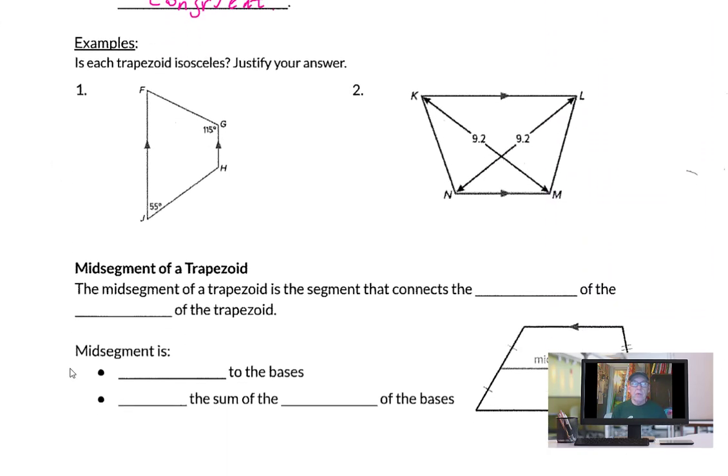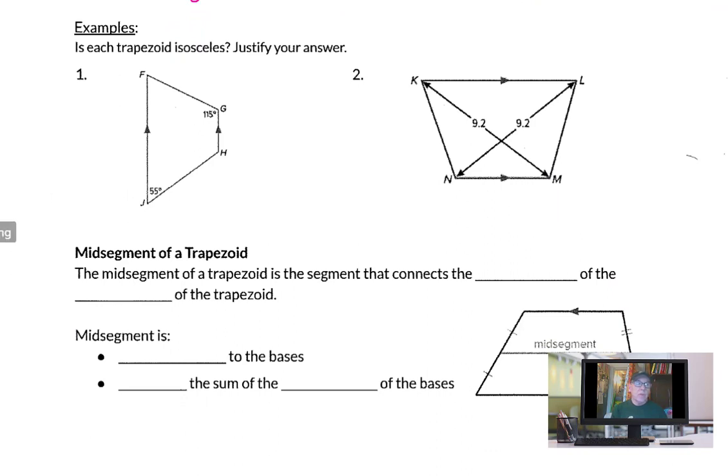Okay, let's look at these examples. Is each trapezoid isosceles? Justify your answer. So let's look at this. This is setting up the parallel lines. We've got 115 degrees. So since we have parallel lines cut by a transversal, these angles are going to be same side interior angles, so supplementary.